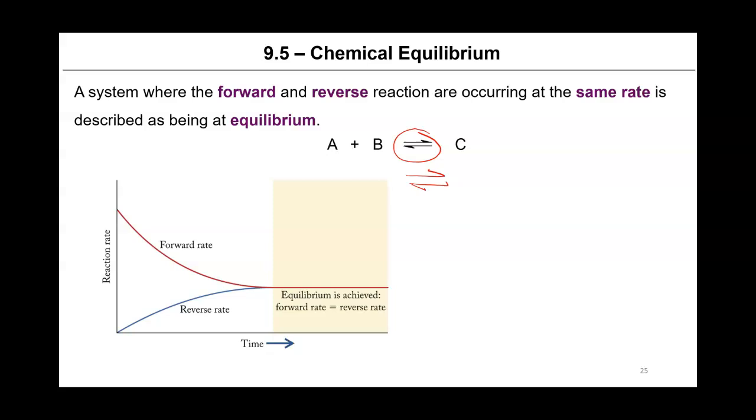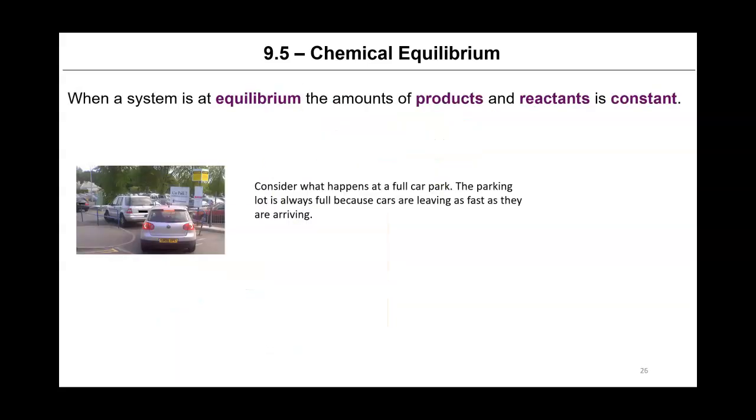So what does it mean? Well, when the reaction is at equilibrium, as fast as the reactants are being consumed, the products are turning back into the reactants. I'll try to give you an example. When the system is at equilibrium, the amounts of products and reactants are constant, because as fast as the reactants are turning into products, products are being converted back into reactants.